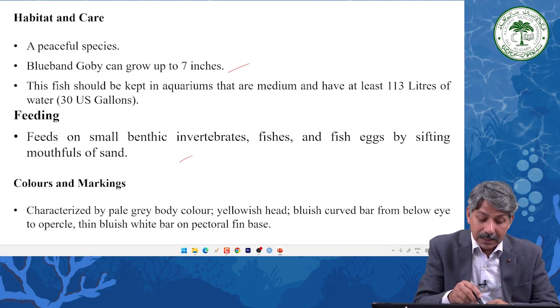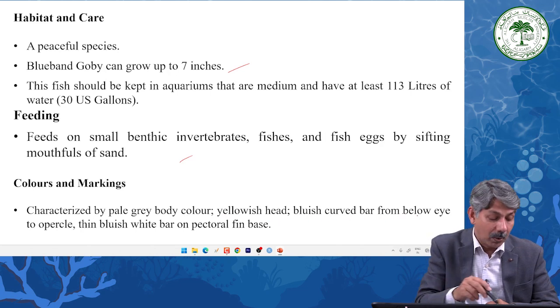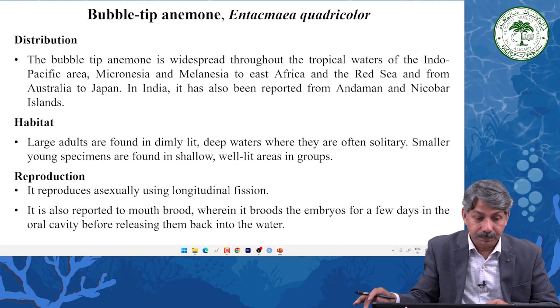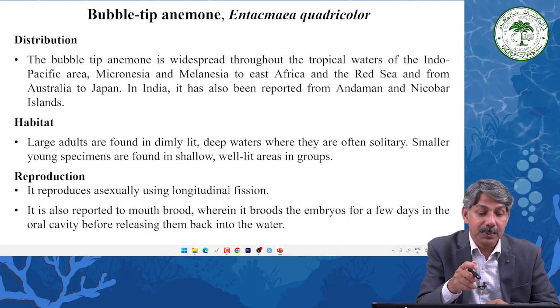Characterized by pale grey body color, yellowish head, bluish curved bar from below eye to opercle, thin bluish white bar on pectoral fin base. Then we have the bubble tip anemone.